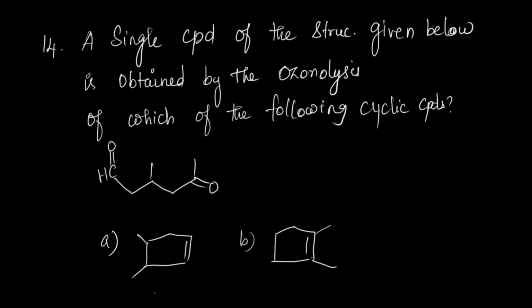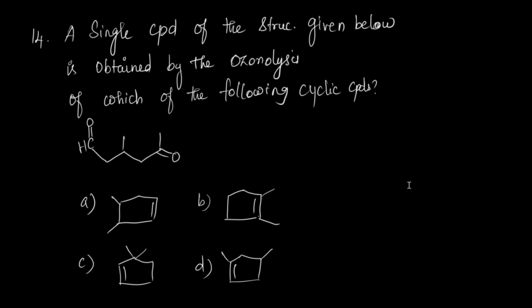Moving on to the next question: the single compound of the structure given below is obtained by the ozonolysis of which of the following cyclic compounds? So they have given you the product and are asking you to find the reactant, right? Okay. So you can see the options are cyclic in nature, which suggests that this aldehyde and this ketone part must have been a double bonded system before, right?